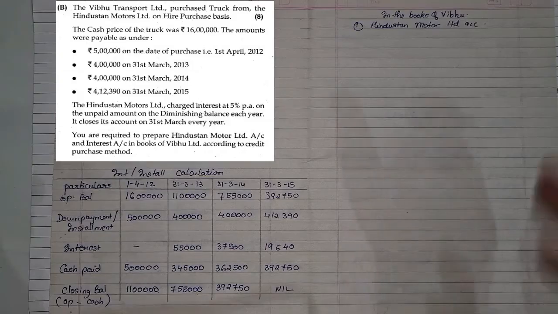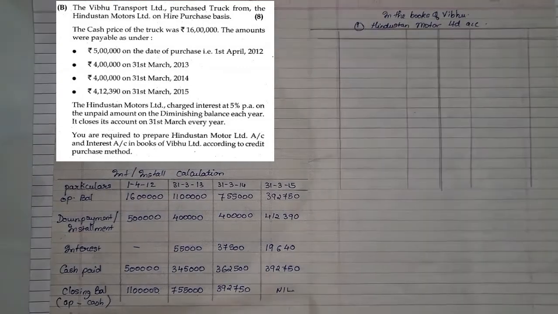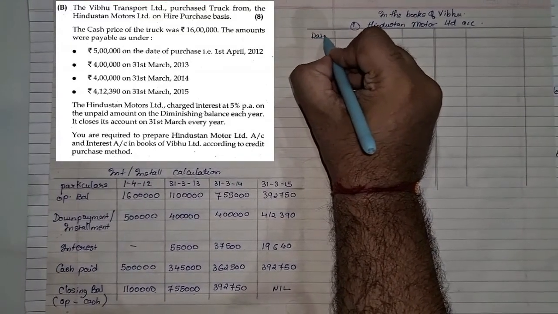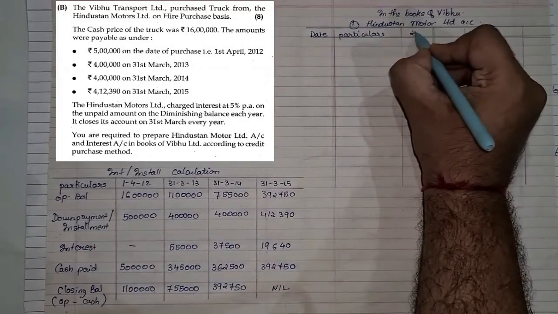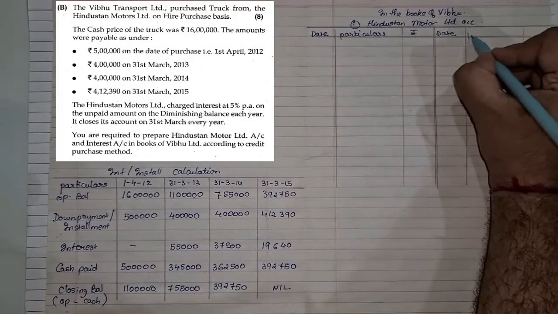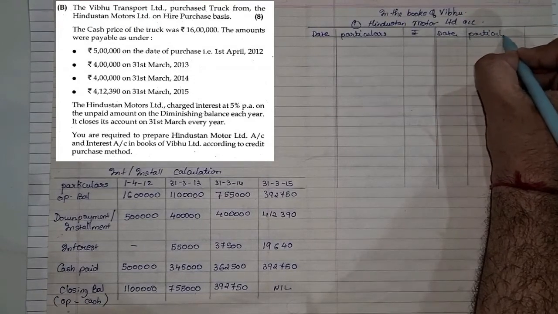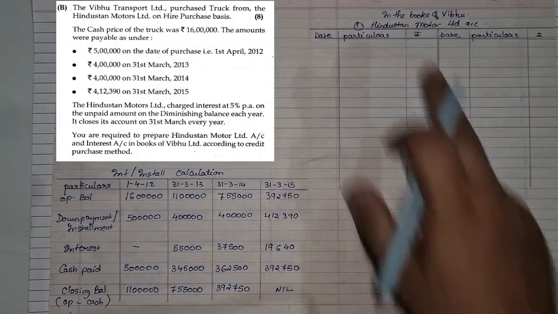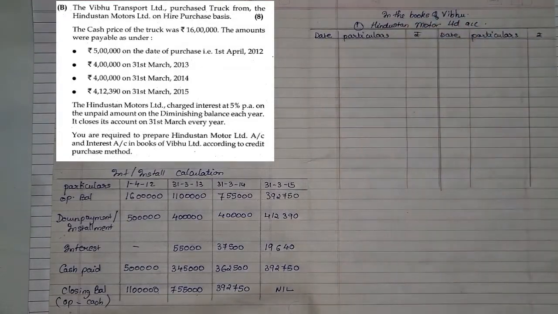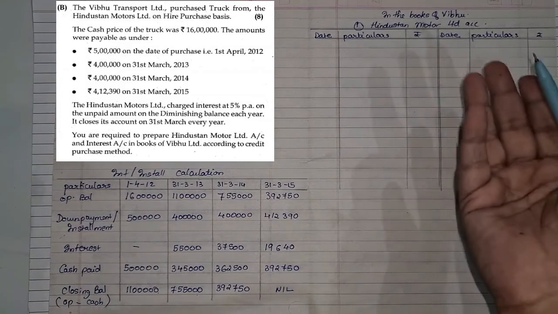So what I'll do here is, first I'll make the columns and then we'll see how to solve the sum. So I'll write here date, particulars, amount, date, particulars, amount. Now remember, this is the hire vendor account. Hindustan Motor is the hire vendor. So from here we are going to purchase. We have Vibhu here. So we are going to purchase something here. We are purchasing basically the machinery account.